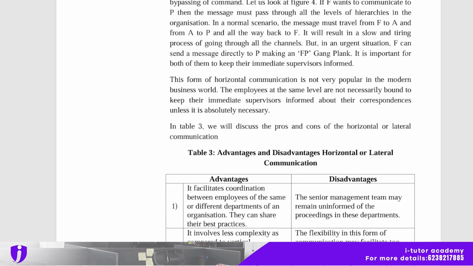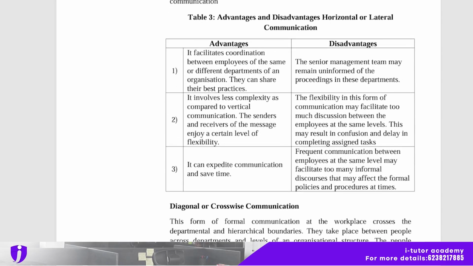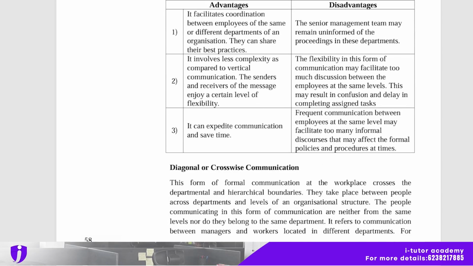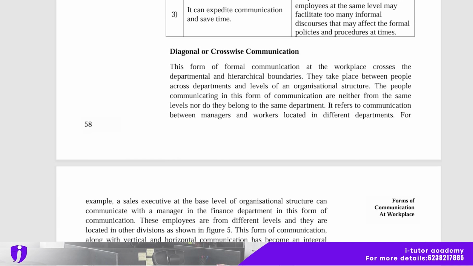Okay, so here are also advantages and disadvantages of horizontal or lateral communication. You just go through this column from your study material. And diagonal or crosswise communication. What is diagonal or crosswise communication? This is a form of formal communication at the workplace that crosses the department and hierarchical boundaries.